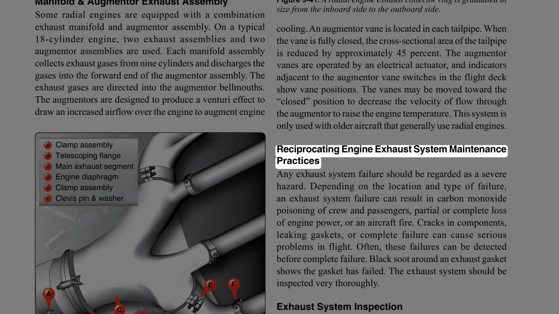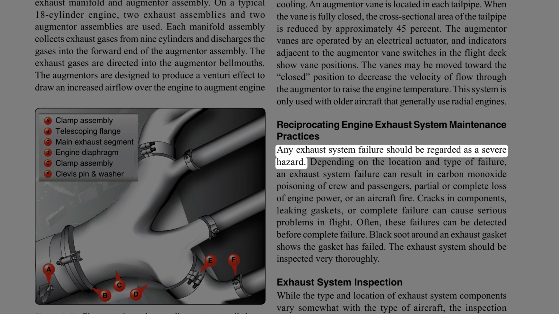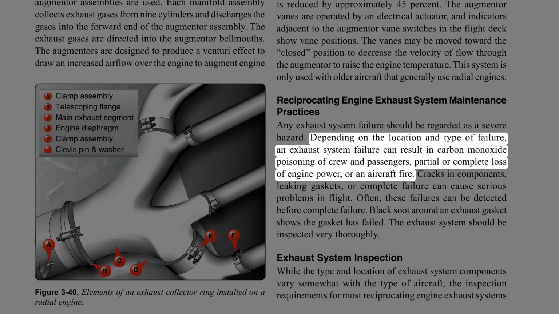This system is only used with older aircraft that generally use radial engines. Reciprocating engine exhaust system maintenance practices. Any exhaust system failure should be regarded as a severe hazard. Depending on the location and type of failure, an exhaust system failure can result in carbon monoxide poisoning of crew and passengers, partial or complete loss of engine power, or an aircraft fire.